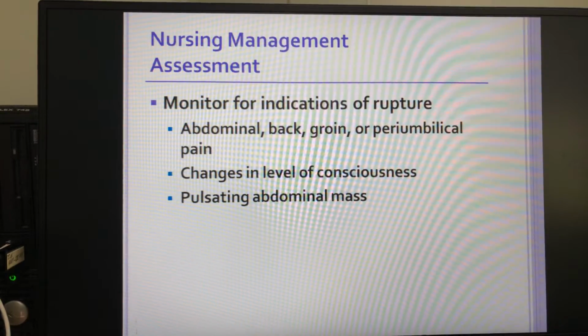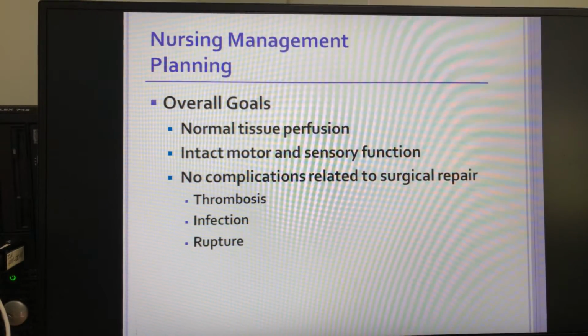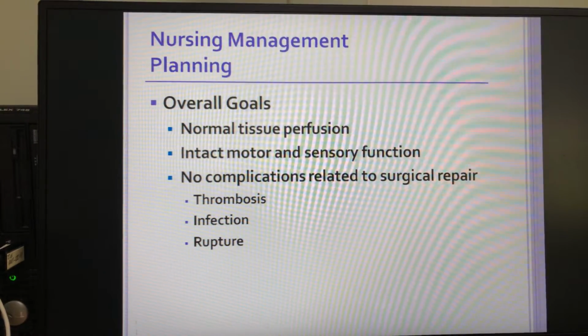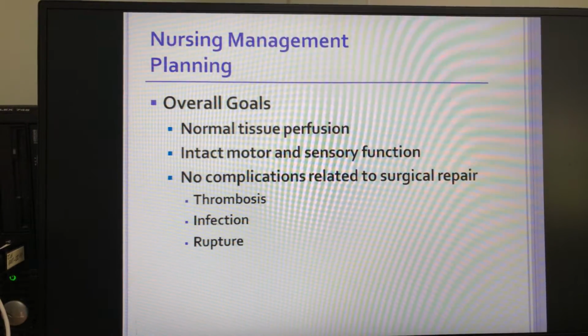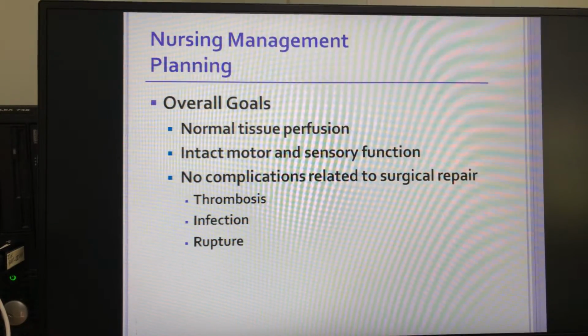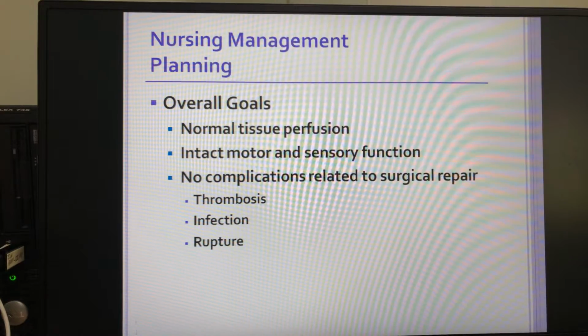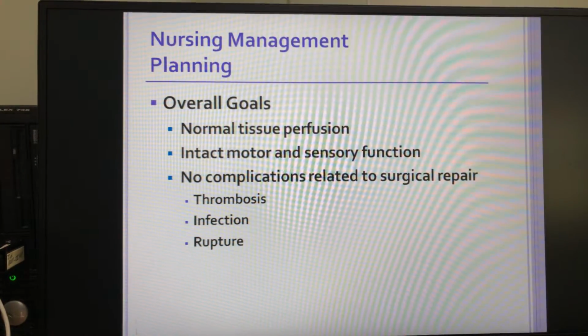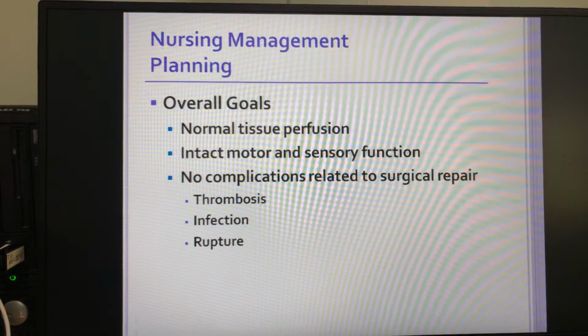Continuing in the nursing process, we are in the planning phase, and the overall goal is to restore normal tissue perfusion, that the person has intact motor and sensory function, and that there are no complications related to surgical repair, such as thrombosis, infection, and or rupture.